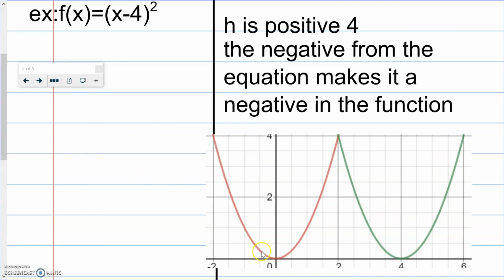Our red graph is f of x equals x squared. This is our parent graph. When we do the minus 4, it shifts our parent graph 4 units to the right, or h units to the right.